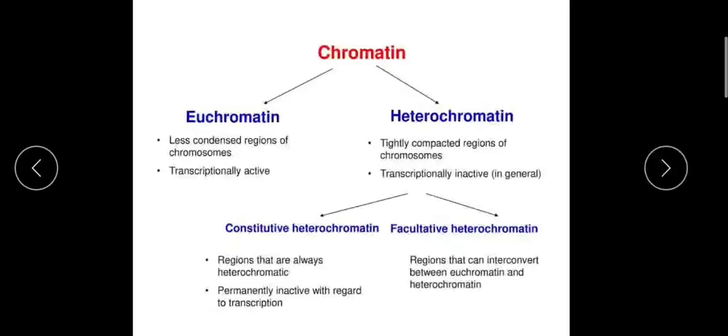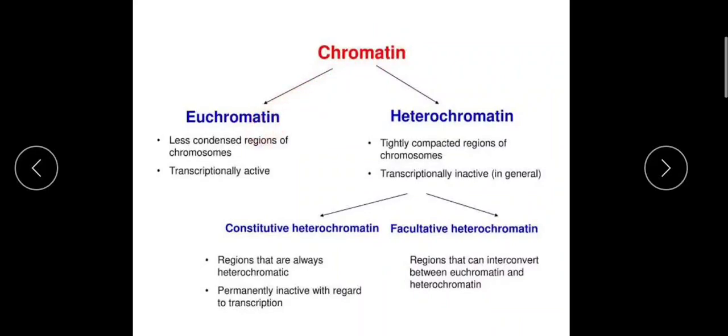Hi students, today's topic is euchromatin and heterochromatin. You are all clear with what chromatin is, and the detailed structures of the nucleosome model and its packaging were discussed in our earlier video. So now today we will be seeing different types of chromatin.